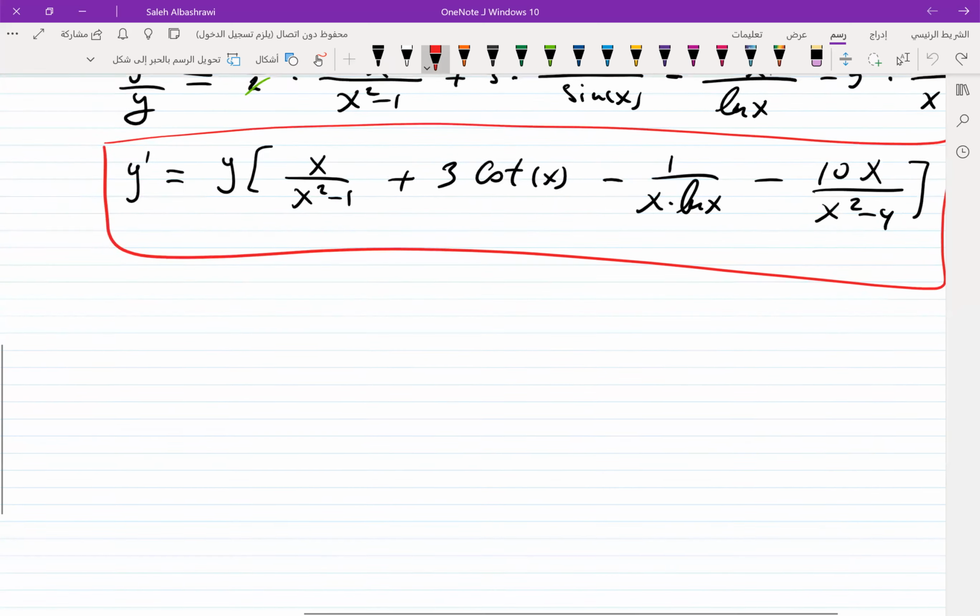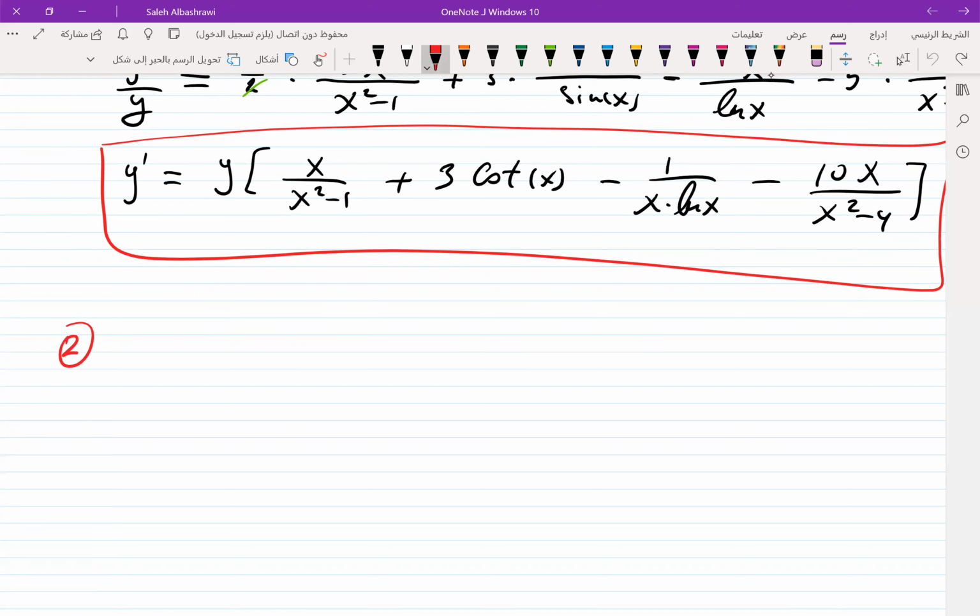Let me take another example now. Number 2. This would be a different type of example. x to the power x. The power rule, we said that the derivative of x to the power n is equal to n multiplied by x to the power n minus 1. This is if the power is a real number. But if it is not a real number, we can't apply it.